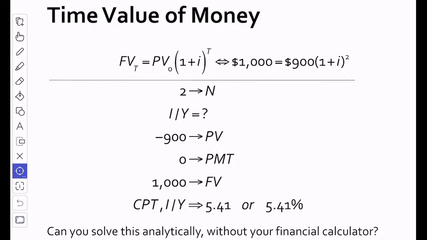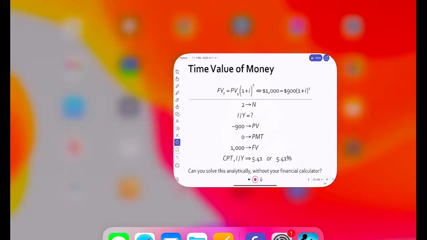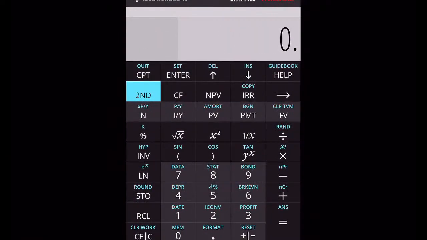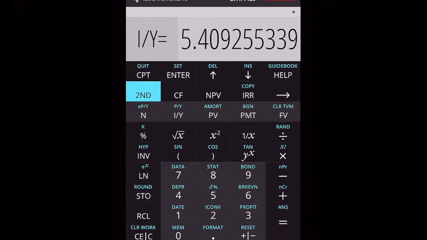So what I'm going to do is do that now. Did I do this already? I feel like I did this already. So I enter, oh, let's clear TVM second, clear TVM, and then 2. Interest is what I'm looking for, so I leave that blank. PV is 900 invested, negative. Payment, I don't have a payment. It's a basic lump sum problem. And the future value I will receive is 1,000. So compute I is my answer. That's it. Everyone got it?